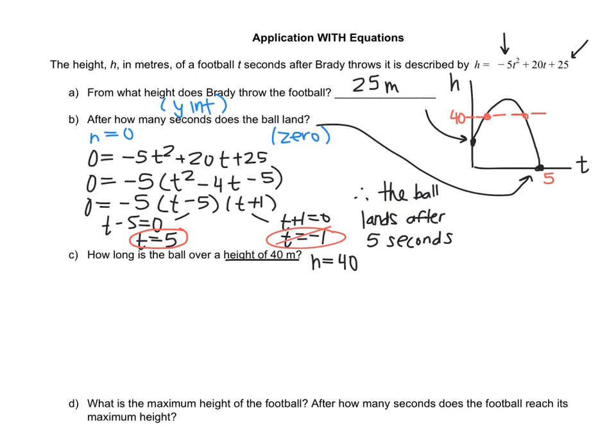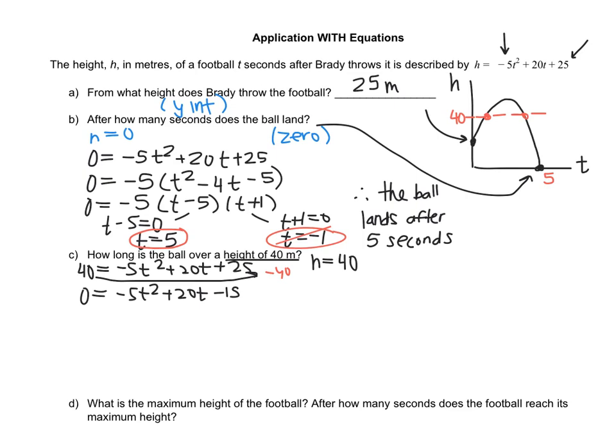For now, let's go to our equation. 40 equals negative 5t squared plus 20t plus 25. Now remember, when you solve a quadratic equation, you have to bring everything to one side. So I'm going to bring 40 over, and when I do that, it becomes minus 40. So now 0 equals negative 5t squared plus 20t minus 15.